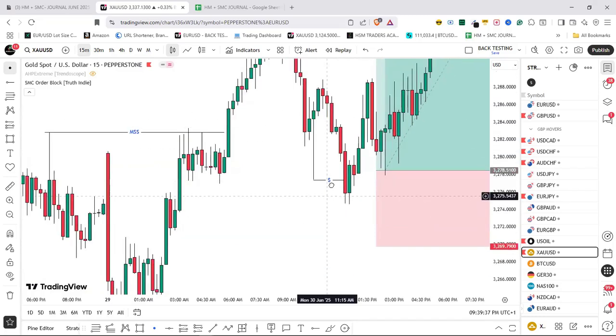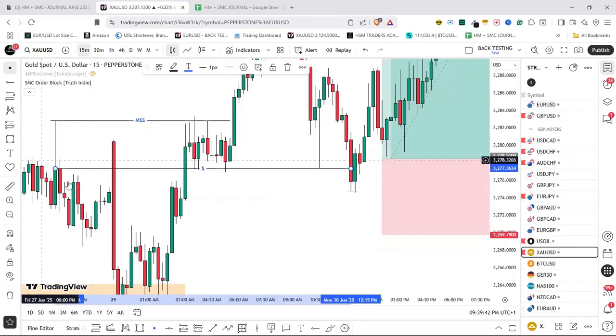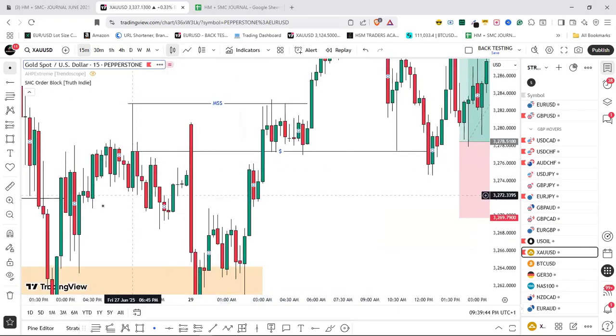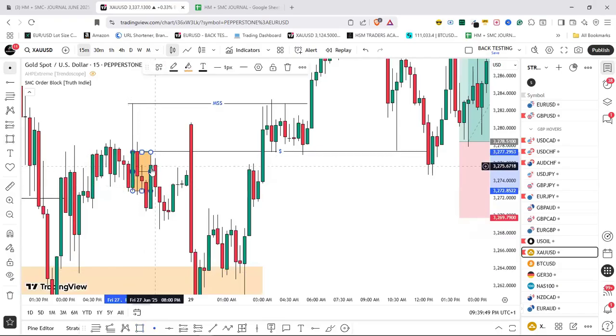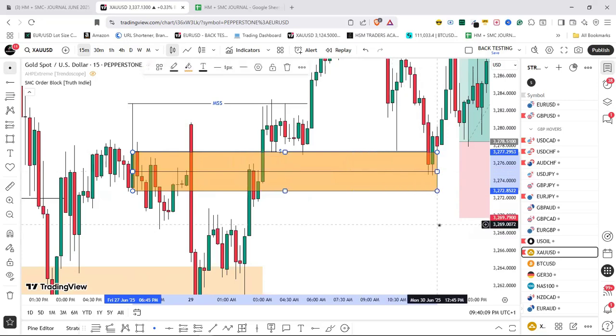Okay, this was a pullback that market made, and then after that, what happened? It came back again. Now, this pullback mitigated the wick of this order block, not the body. So the body was still available. Mitigation happens after break of structure or change of market structure, which is change of character. Inside this whole thing, there is no mitigation. After we have a break of structure, then we can talk about mitigation. So the body of this order block was still available, and that was all that really happened.